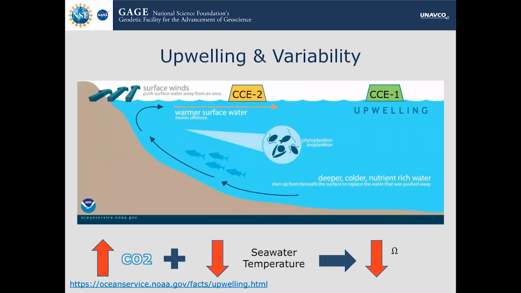Upwelling events in the California Current are driven by surface winds that blow parallel to the shoreline and drive ocean circulation, bringing colder, deeper, more acidic waters from depth to surface. Additionally, surface winds and changes in seawater surface temperatures driven by the El Niño Southern Oscillation climatic pattern, or the ENSO, contribute to weakened or strengthened upwelling events.